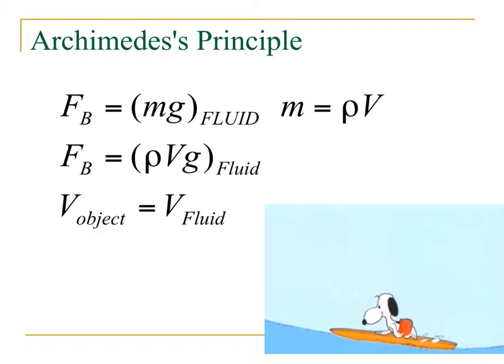So as we look at Archimedes' principle, we can see that the buoyant force of a given body will equal the mass times the acceleration due to gravity of the fluid. To get the mass, we have the density times the volume, so that our buoyant force of a given body will equal the density times the volume of the displaced fluid times the acceleration due to gravity. And so the volume of our object should equal the volume of the fluid displaced.